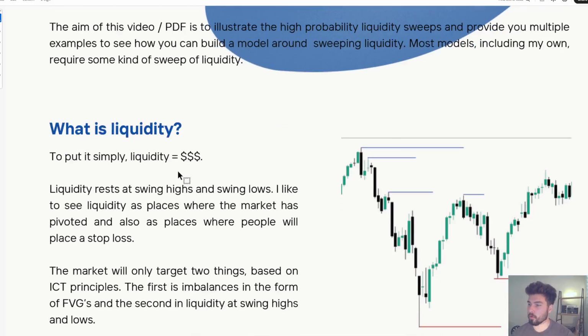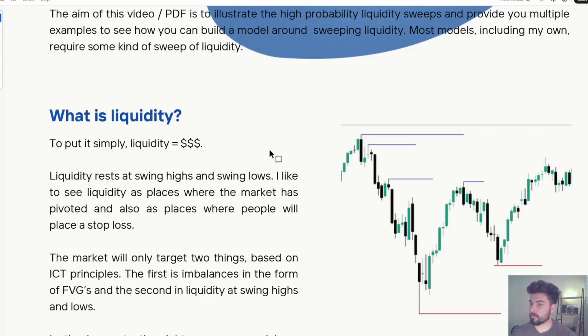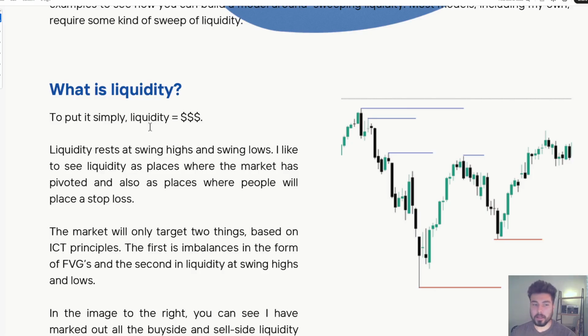Firstly, I want to break down what is liquidity. For anyone that's new, have a look at this, and even if you've got experience, going back over the basics is a really good thing to refresh the memory. But to put it simply, liquidity equals money. That's the way I like to see it. So when I'm learning ICT concepts, or I'm trying to apply a concept, in my head, I'm trying to make it as easy to understand and as easy to apply as possible. And that way I'm going to be confident in the market, applying that edge and applying that model or strategy.